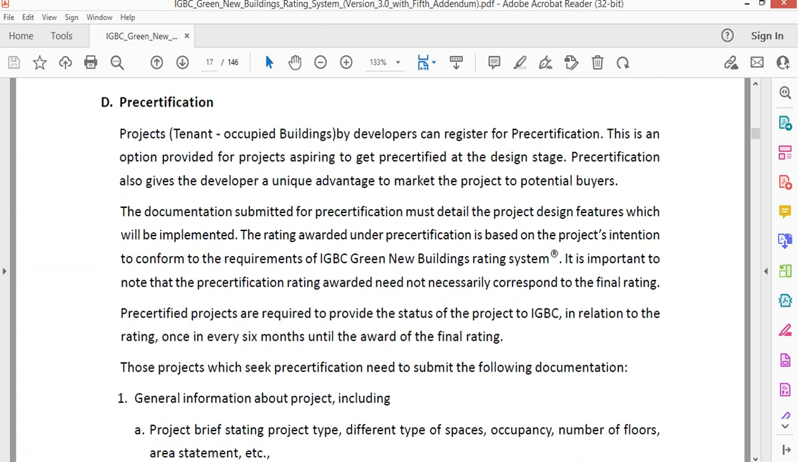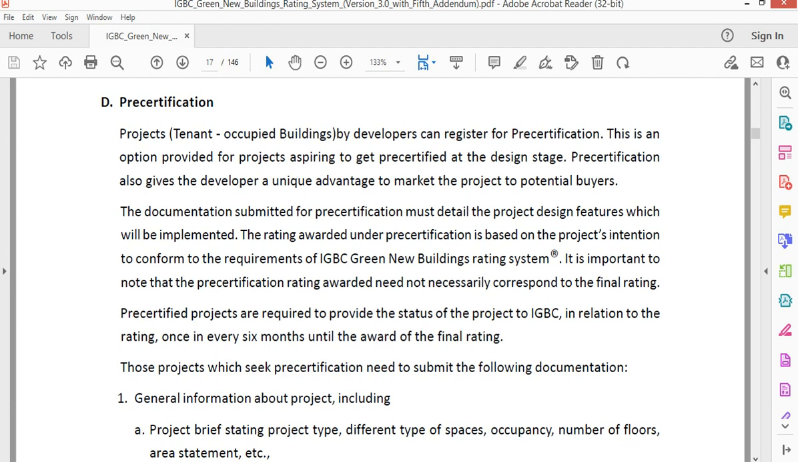So then comes the next topic, which is about the pre-certification. This is actually for tenant-occupied buildings, and they can register for this pre-certification stage. This is for projects which aspire to be pre-certified right at the design stage itself. The design stage is the second stage of the project life cycle. The pre-certification also gives developers a unique advantage in order to market their projects to potential buyers.